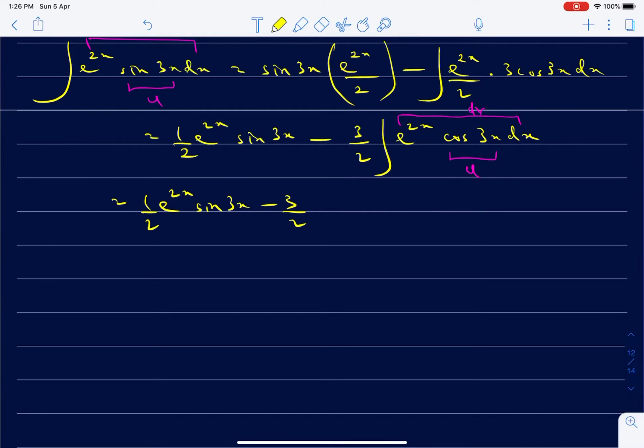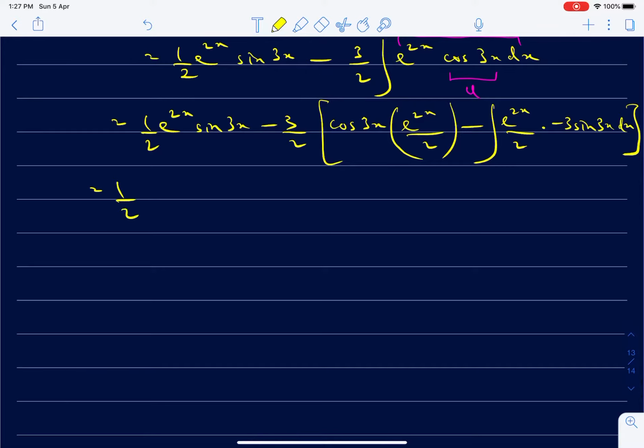There we go again. Minus 3 over 2 times uv, which means cos 3x multiplied by the integral of e raised to the power 2x, which is e raised to the power 2x over 2, minus the integral of v, which is e raised to the power 2x over 2, times du, and that's minus 3 sine 3x dx. And the next line is going to be 1 over 2 e raised to the power 2x sine 3x minus 3 over 2 times 1 over 2 e raised to the power 2x cos 3x.